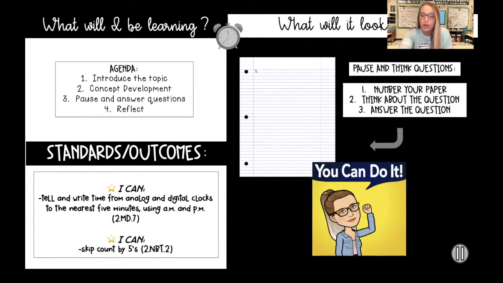For your pause and think questions, you are going to first number your paper. Second, you're going to think about the question, and third, you're going to answer the question. So always remember, you have to think before you answer the question. The first thing that comes to your head may be correct, but give yourself a little bit of time to think over what is in your brain and then move it on to the paper.